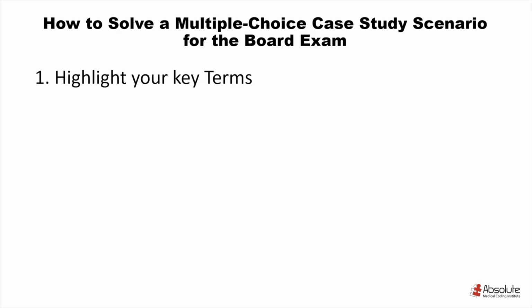All right, so here are the steps. Step 1, you have to highlight your key terms. In this class, we use this method. Yellow, you'll use for your diagnoses. Green for all procedures and pink for anything inclusive. So if you don't want to be redundant, if it's already said, put it in pink. If it's bundled, put it in pink.